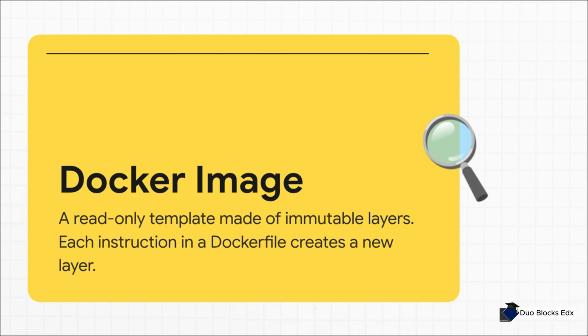Now, when you follow the instructions in your Dockerfile, you create an image. And here is where it gets really smart. An image is made up of layers, and each command in your Dockerfile creates a new layer. So if you only change one line of your code, Docker is smart enough to only rebuild that one tiny layer. Everything else stays cached, which makes your builds unbelievably fast.